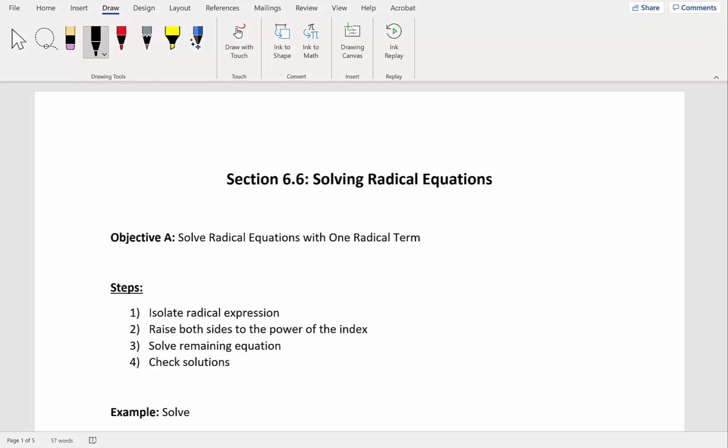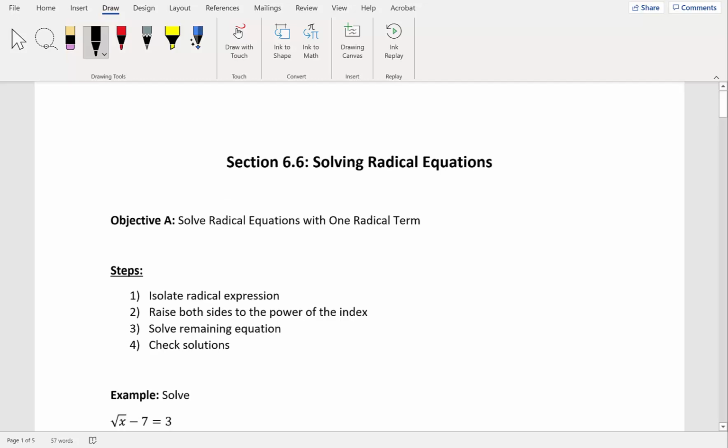Now, our steps here for solving these types of equations is to first isolate the radical expression. Then, raise both sides to the power of the index. Now, after step 2, you won't have any more radicals in your equation. So then you're going to solve the remaining equation. And then step 4, you're going to have to check your solutions. So sometimes your solution might not work out. Let's take a look at an example.